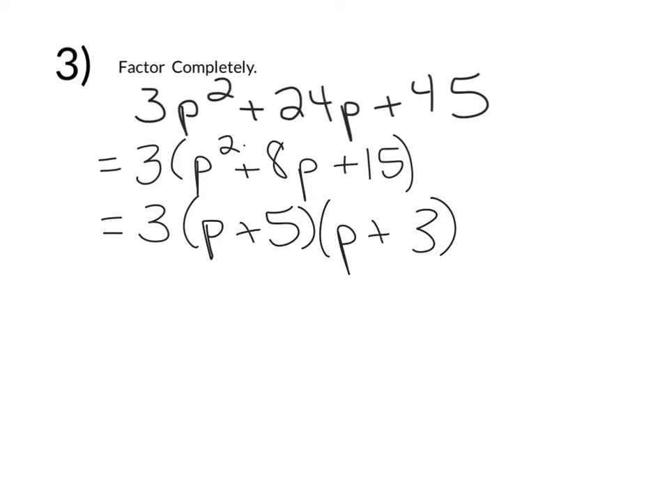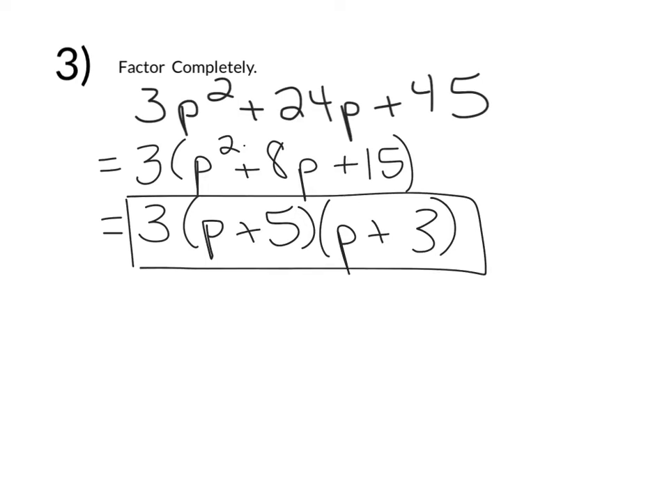So the fully factored form of this is 3 times the quantity p plus 5 times the quantity p plus 3. And if we've done this correctly, which we have, this factored form is equivalent to the original. All we have to do is multiply it, and then we get right back here. Each of the equal signs that we use when we simplify is saying this is an equivalent expression to what just came before it.